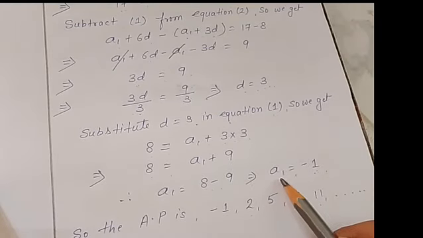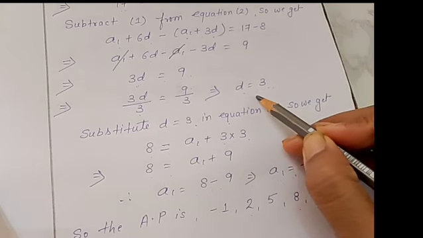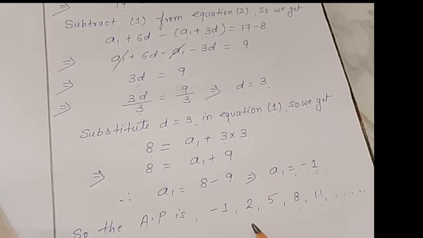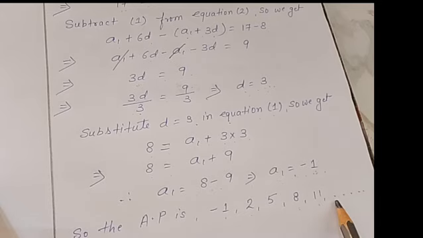With the first term a1 equal to minus 1 and the common difference d equal to 3, the arithmetic progression is formed by adding the common difference to the preceding terms. The arithmetic progression is minus 1, 2, 5, 8, 11 and so on.